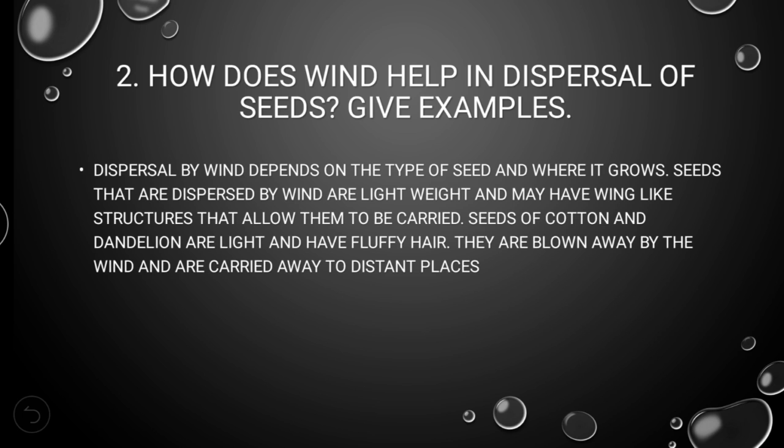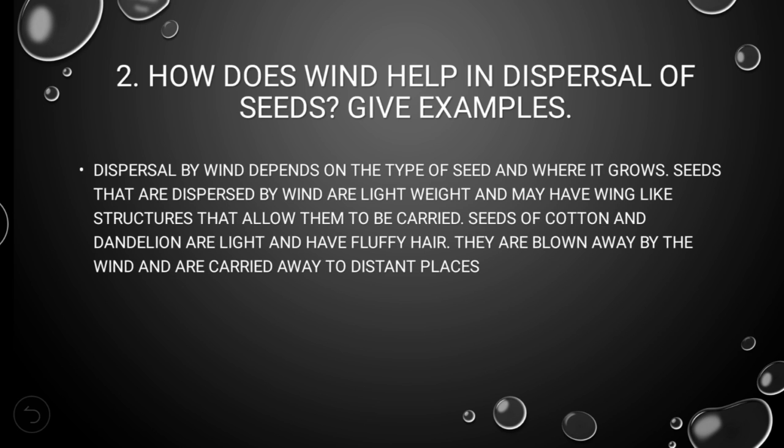Dispersal by wind depends on the type of seed. Already we have learned that dispersion of seed by wind happens according to the type of seed. It is very thin and can be blown out in the air. So the seed should be lightweight and have a wing-like structure. So this is the answer here.